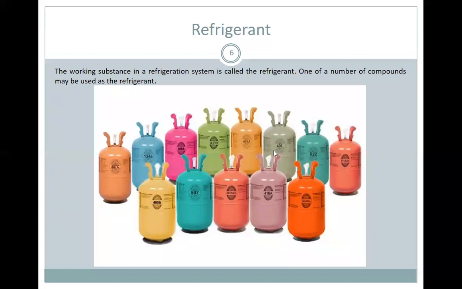Now, refrigerant. So ito, na-discuss natin last topic. The working substance in a refrigeration system is called the refrigerant. One of a number of compounds may be used as the refrigerant. So ito yung mga refrigerants natin. Mga gas kasi yan. May content yan. May vapor, may liquid.